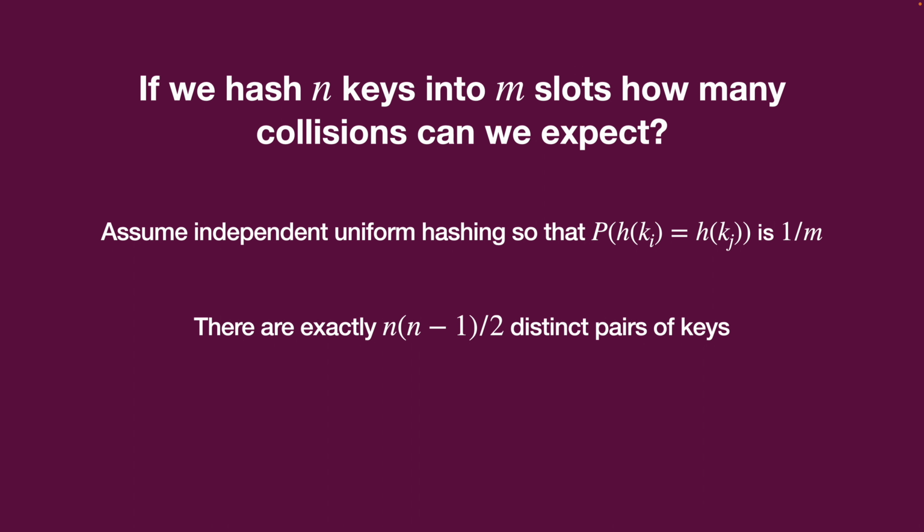Now, using the linearity of expectation, we're done. We just multiply our two fractions, and then we see that we can expect n times (n minus 1) divided by 2m total collisions.